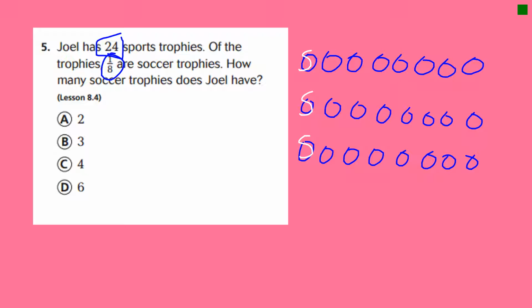So how many soccer trophies does Joel have? Well, 1 out of every 8 trophies is soccer. So Joel has 3 soccer trophies. Right? I drew the 24 trophies. I labeled 1 out of every 8 as soccer. So I can see that 1, 2, 3 are soccer.